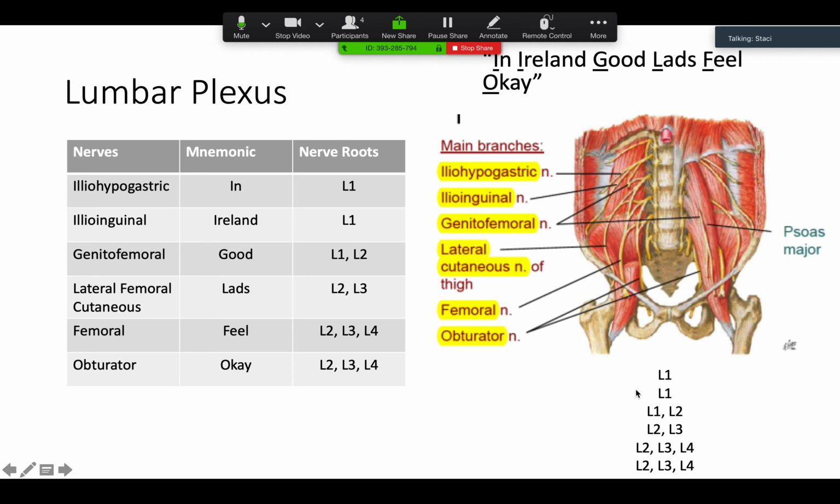But the way I remembered them was L1, L1, L1, L2, L2, L3, L2, L3, L4, L2, L3, L4. And just by saying that multiple times, I was able to remember it. And then if you know the mnemonic, you can line these nerves up. So iliohypogastric. And the first two, I know they both start with the I, but the H comes before I in the alphabet. So you can just put them in alphabetical order. So iliohypogastric, ilioinguinal, genitofemoral, lat fem Q or lateral femoral cutaneous, femoral, and obturator.